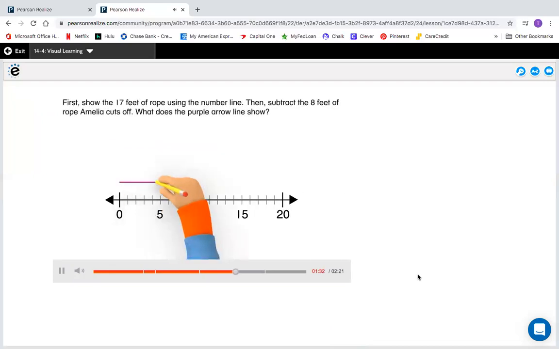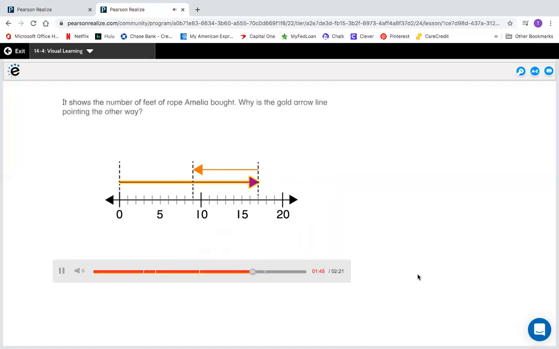First, show the 17 feet of rope using the number line. Then subtract the 8 feet of rope Amelia cuts off. What does the purple arrow line show? It shows the number of feet of rope Amelia bought. Why is the gold arrow line pointing the other way?